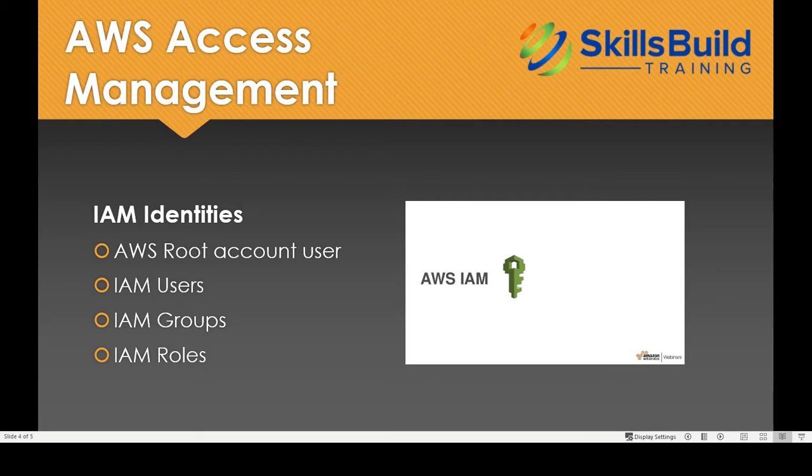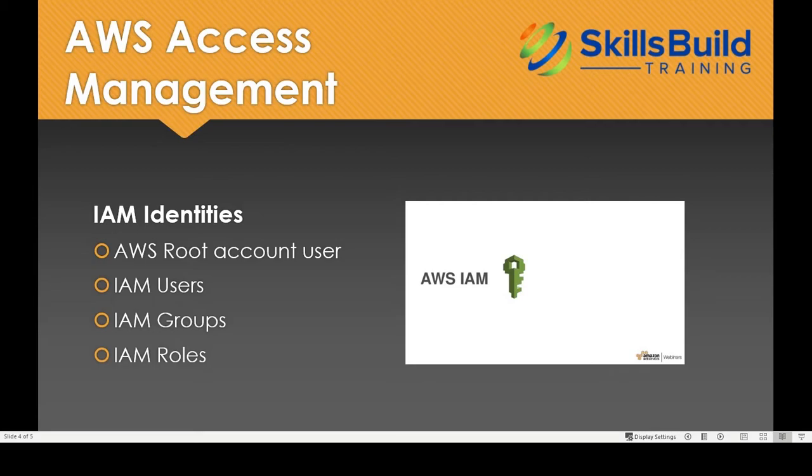So when you first create an Amazon Web Services account, you begin with a single sign-in identity that has complete access to all AWS services and resources in the account. This identity is called the AWS account root user and is accessed by signing in with the email address and password that you used to create the account.